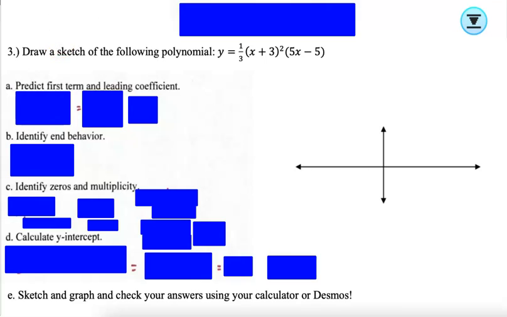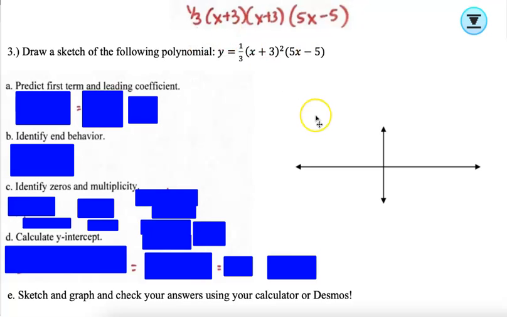Welcome to part 2 on graphing cubics in factored form. We are going to do this last kind of challenging problem because we've got fractions, multiplicities, coefficients in front. So real quick, this squared means I would have 2 of my x plus 3's. So if I wanted to expand this cubic, I would have 1/3 times x plus 3 times x plus 3 times 5x minus 5.